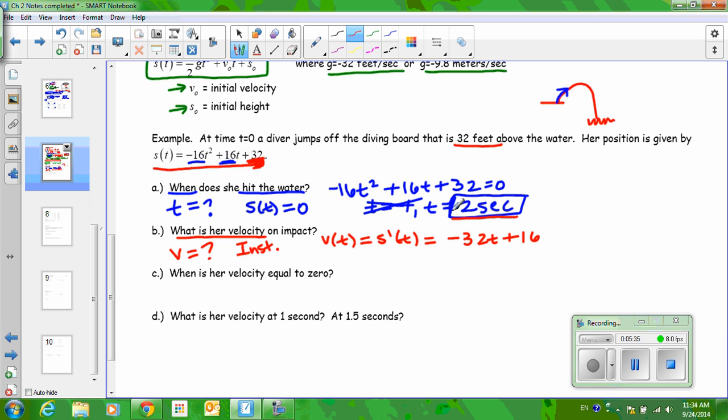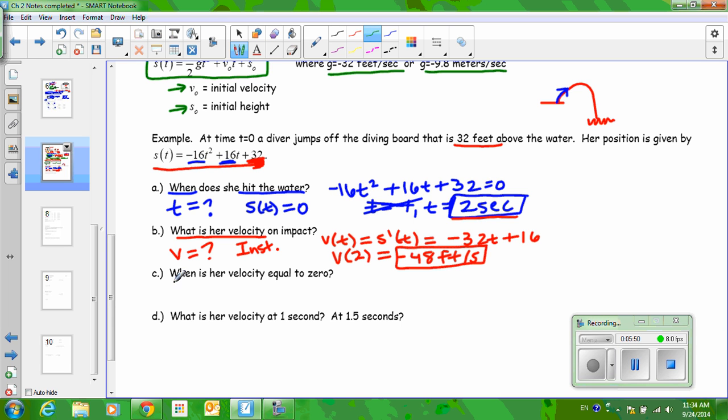And then that happens at 2 seconds, so I'm going to find velocity at 2 seconds by plugging 2 in. And so that ends up being negative 48 feet per second. And that's your answer for that question.